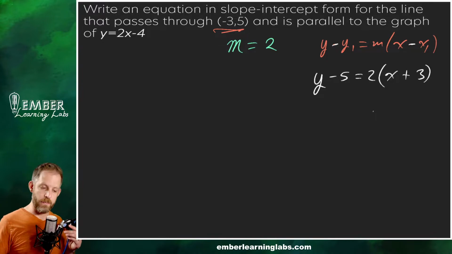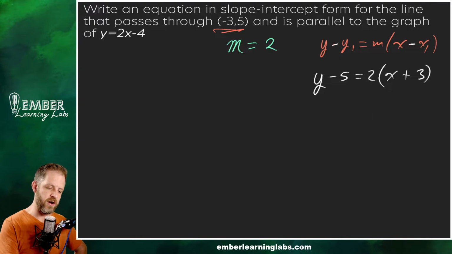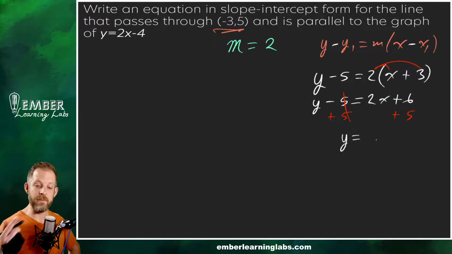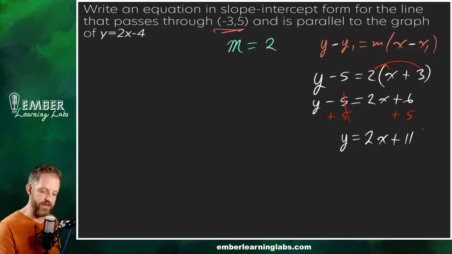Now to get this into slope-intercept form, what are we going to do? We are going to distribute that 2. So 2 times x is 2x, and 2 times 3 is 6. This is +6. We're going to bring down what we haven't touched. And then the last step is we need to add 5 to both sides. Easy peasy, lemon squeezy, and we don't even have to remember to put it back into an equation at the end because we get the answer as an equation: y equals 2x plus 11.